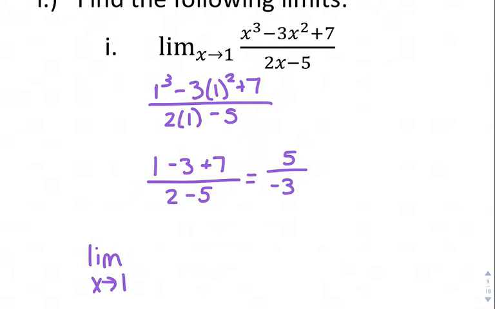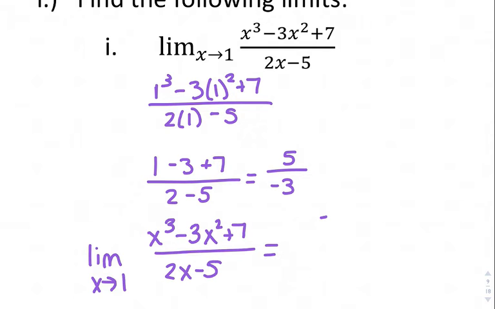So as x approaches 1 of this function, my limit is 5 over -3. Or you could just say -5/3.